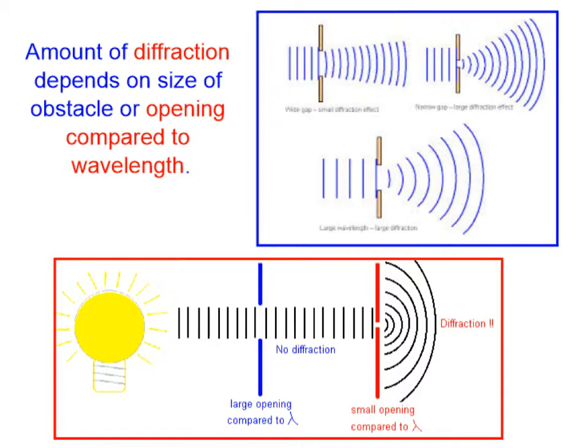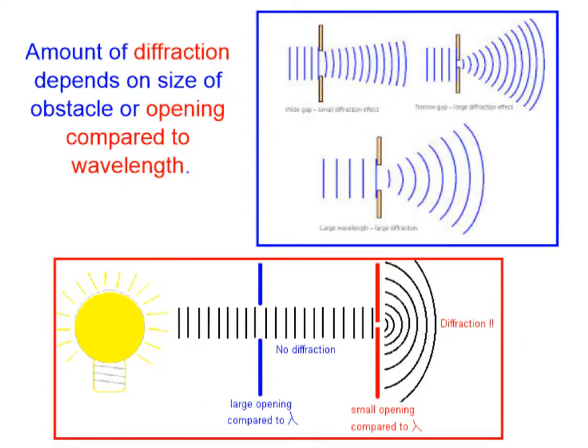So the amount of diffraction will depend on two things: the size of the obstacle or the opening, but it will also depend on the wavelength, and it will depend on how the two are related. Here we can see an example of a pretty wide gap, but we have a pretty small wavelength. Here, if we narrow the gap with that same wavelength, we get more diffraction. So the narrower the gap, the more diffraction you will see. But also, the wavelength, the distance between those wavefronts, is going to matter. If we increase the wavelength, we will also see more diffraction.